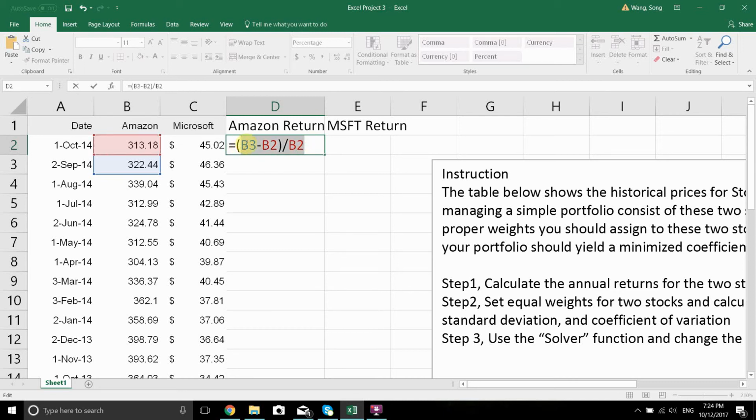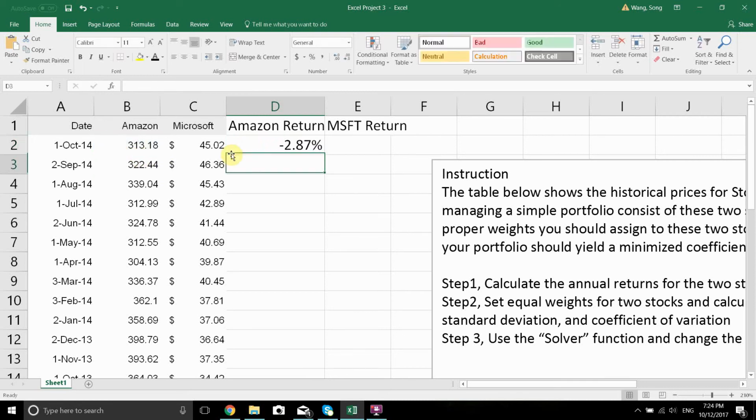Once again, if you have something like this, you always remember to use the new price, okay, the calendar time, the later price, okay, right here you see September and October of 2014, and of course we know 2014 October is the later price, okay, the later one minus the earlier one, okay, and remember the denominator is the earlier price, okay. That's how we get Amazon's return.